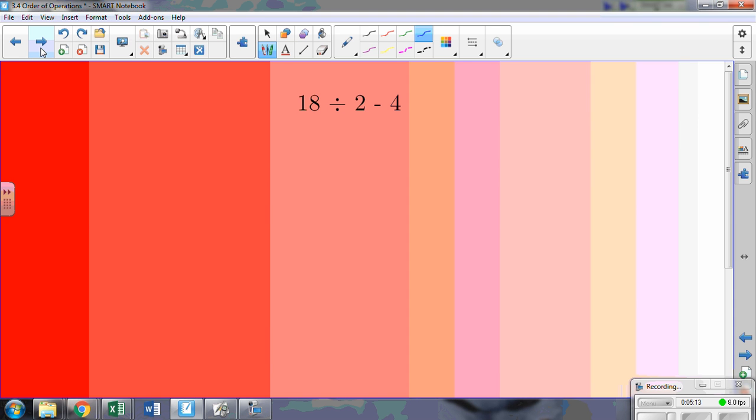So, looking at the problem, knowing that we've got our 4 stages, are there any parentheses? No. Do you have any exponents? No. Do you have any multiplication or division? Yes. So that has to get done first. 18 divided by 2 gives us 9. And then to finish it off, 9 subtract 4 equals 5. We're done.